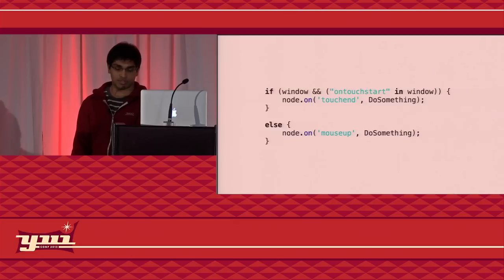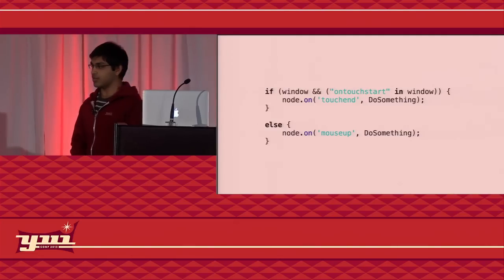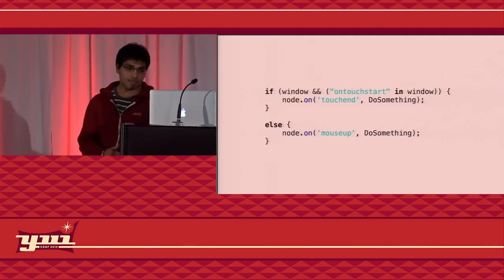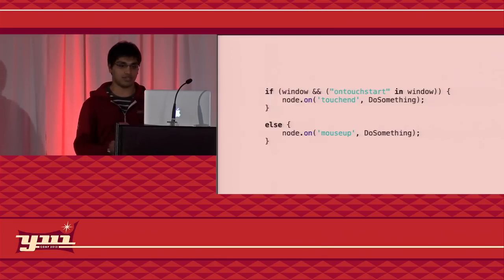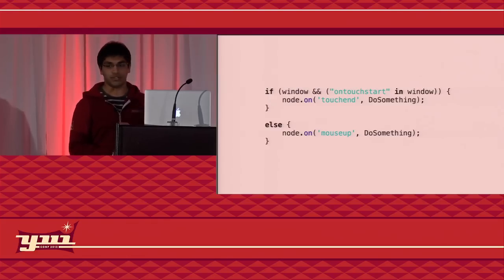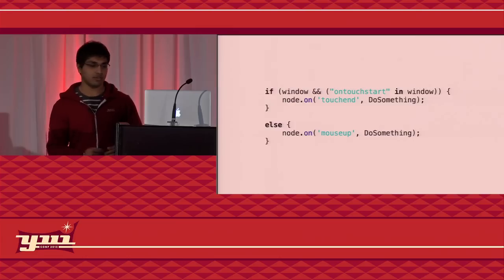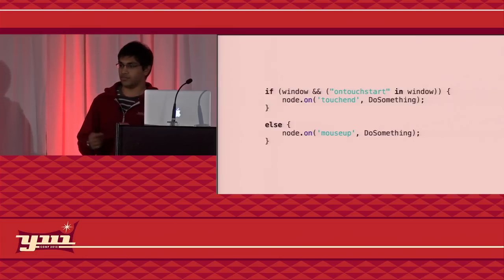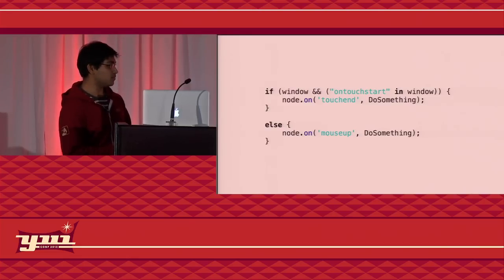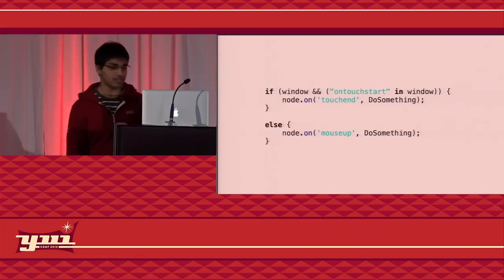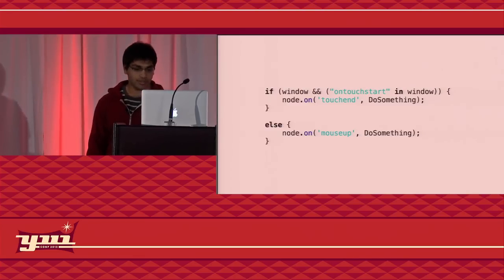So we as web developers said, okay, we'll take that into account. Let's do something like this. If we see that this device supports touch events, so window.ontouchstart exists, we're going to use the touchend event because that fires really quickly. And if the device doesn't support touch, then we will use mouse events. And that seems to work. That's using feature detection too, so that's pretty good.